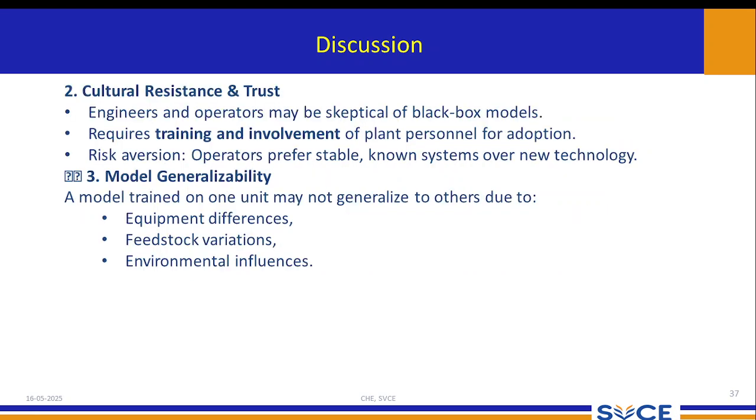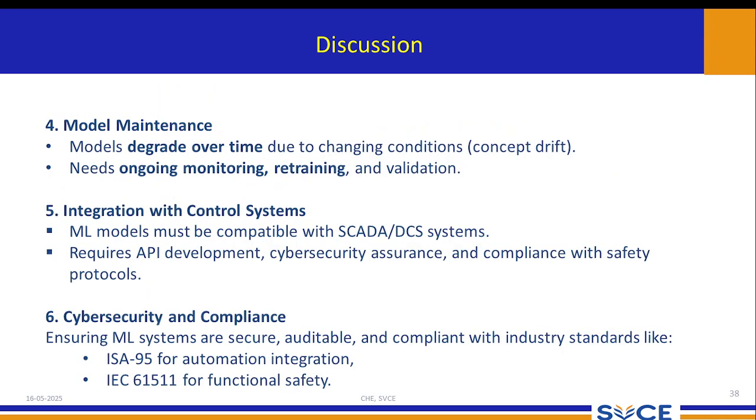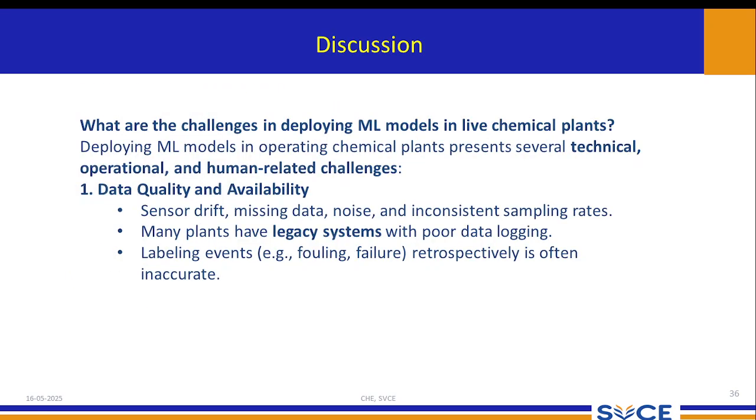Data quality and availability, cultural resistance and trust, model generalizability, model maintenance, integration with the control system, cyber security, and compliance. So these are the six points which we are going to discuss for this question.